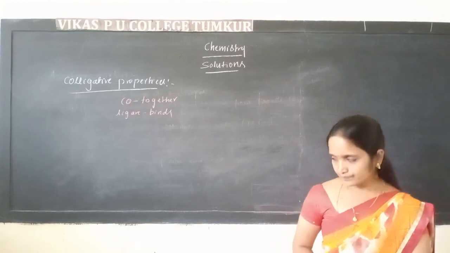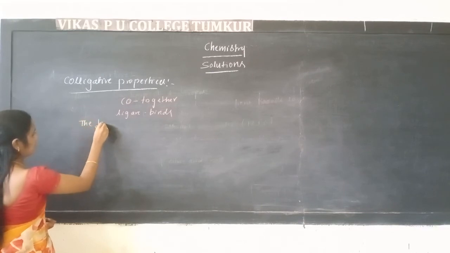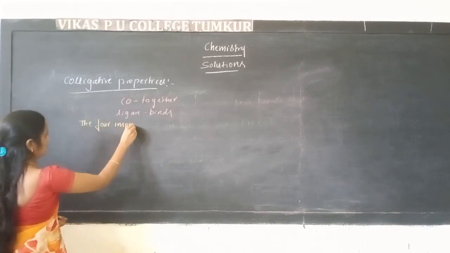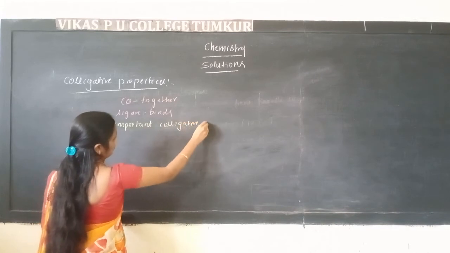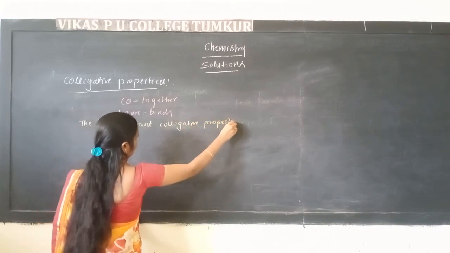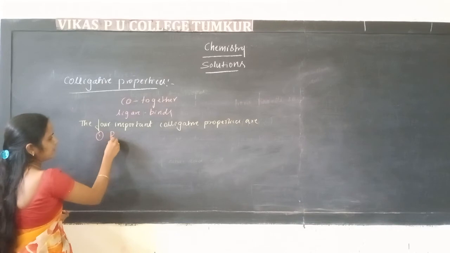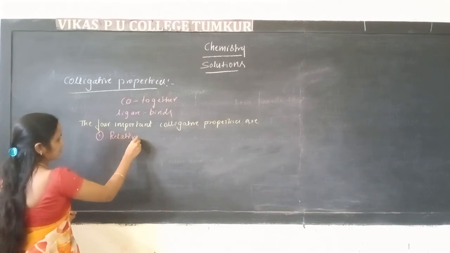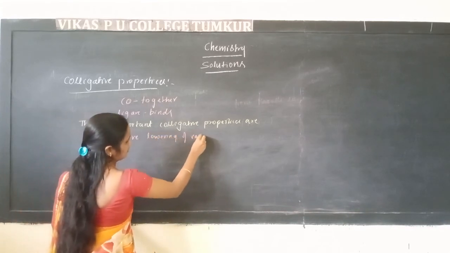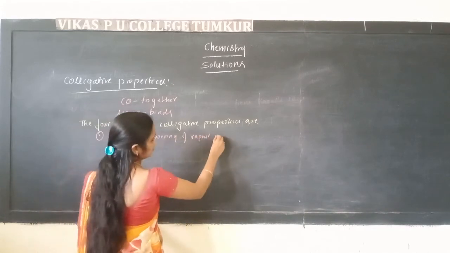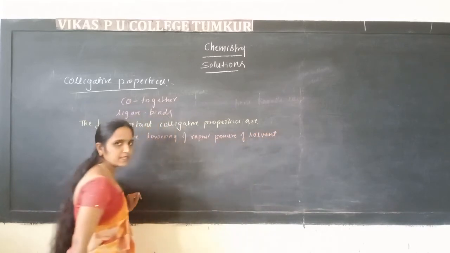The 4 important colligative properties are: the first one is relative lowering of vapor pressure of solvent. This is the first colligative property we are going to be discussing in our syllabus.